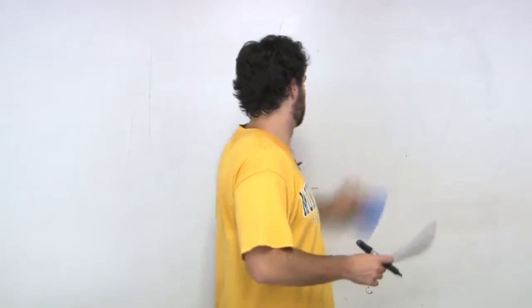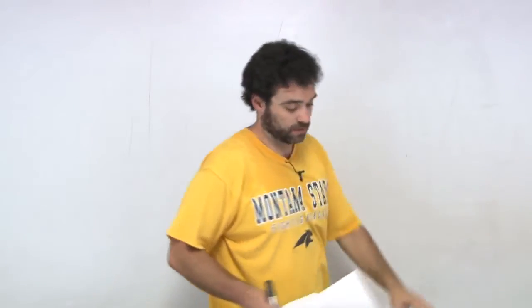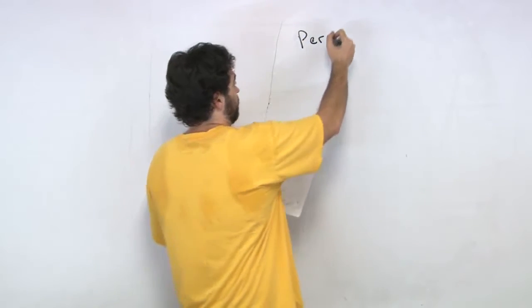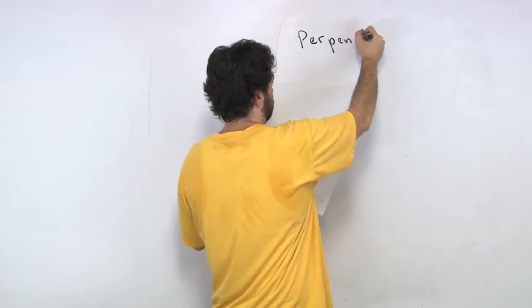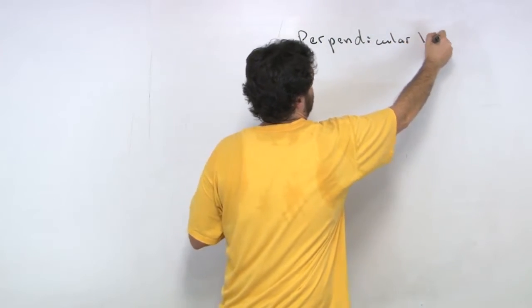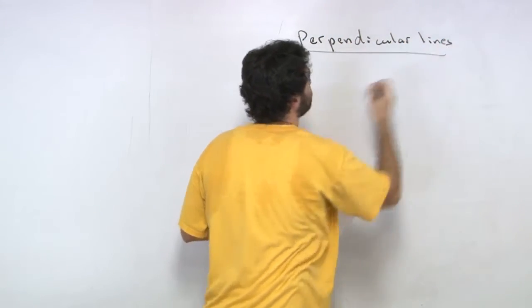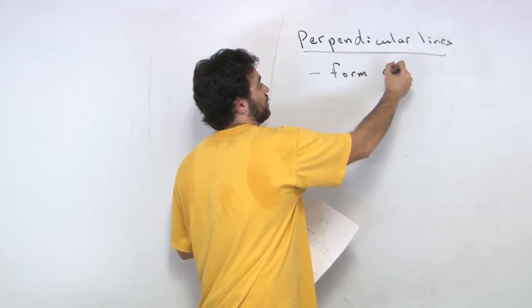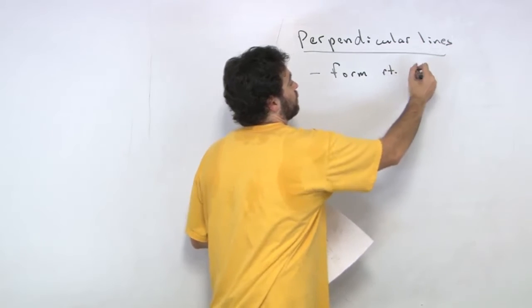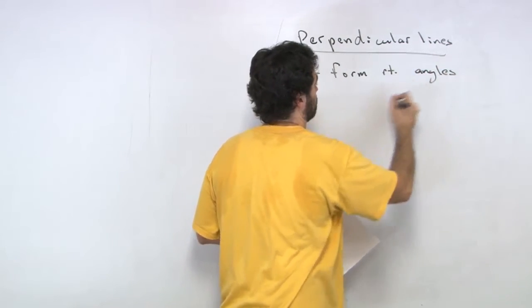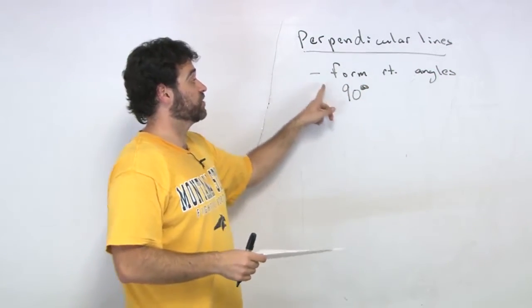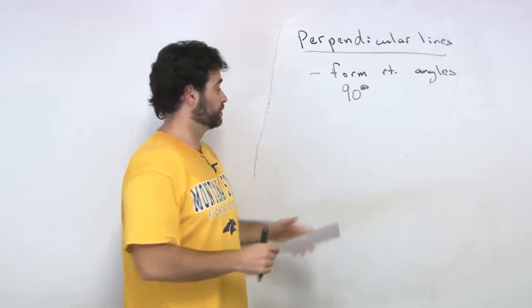And with parallel lines, the other thing are perpendicular lines. We can also tell the nature of lines, whether they're perpendicular or not. So here we have perpendicular lines. And what are those? Perpendicular lines form right angles, or 90-degree angles. Okay? So perpendicular lines form right angles or 90-degree angles.